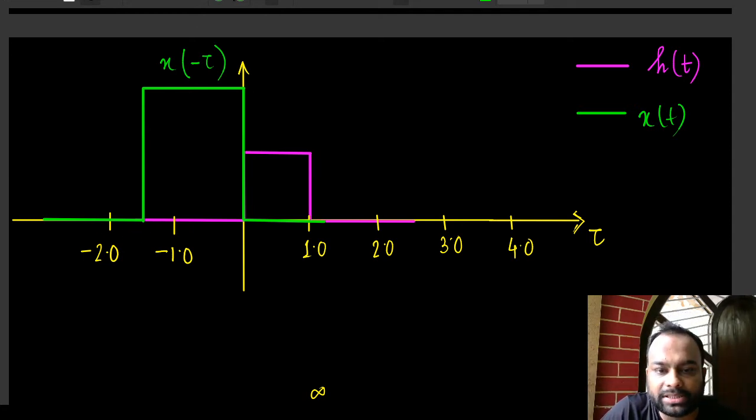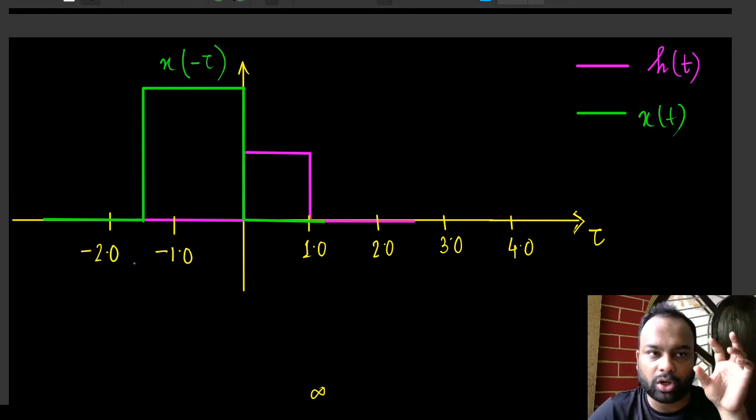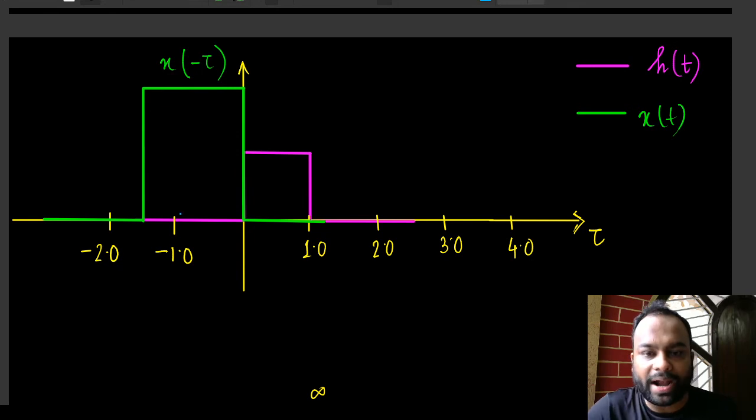Now look at these points. For example, look at t equal to minus 2 at this point. At this point both of the signals are 0, so their product is also 0. No problem, that's understood. Look at this point, at t equal to minus 1: this signal, x of minus tau, has a value of 2, but this purple one, h tau, has a value of 0. So their product is again 0.